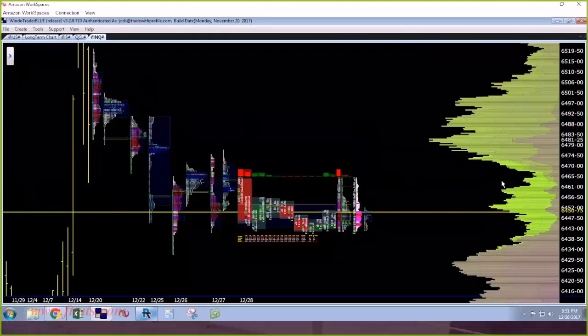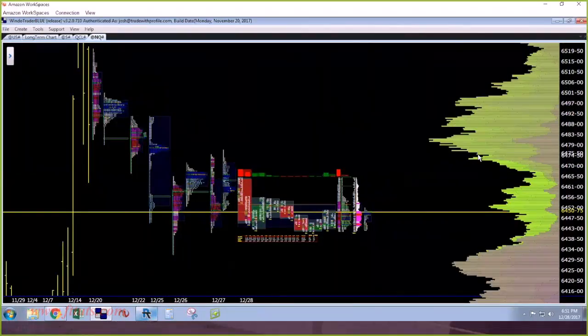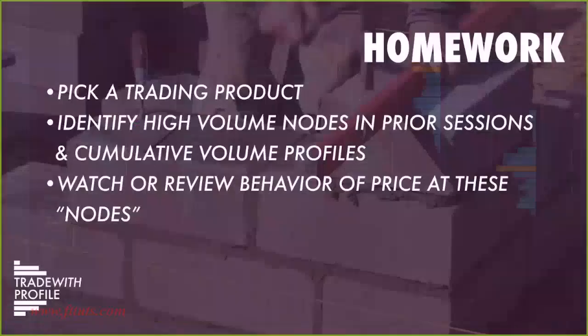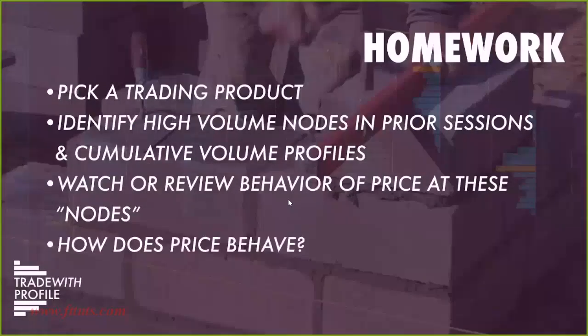specifically the wider this node is. And I'm not going to give it all away. I want you to wrestle with it a little bit and see what insight arrives, and specifically how price behaves.